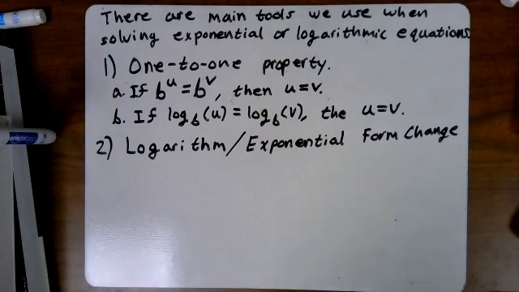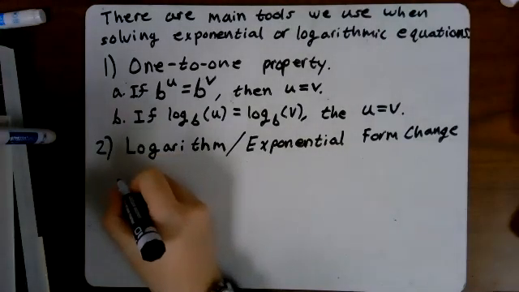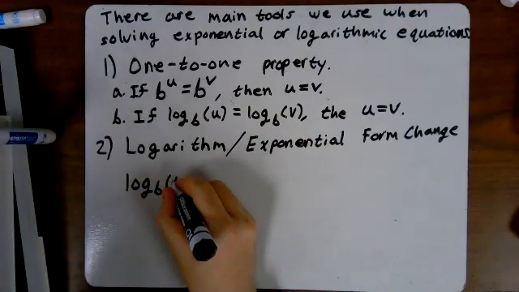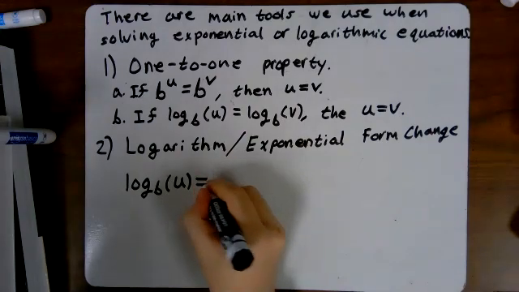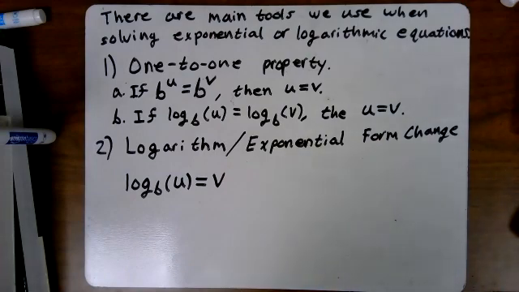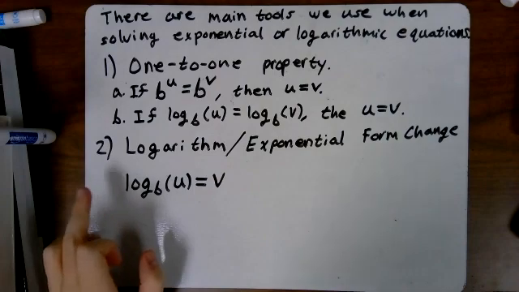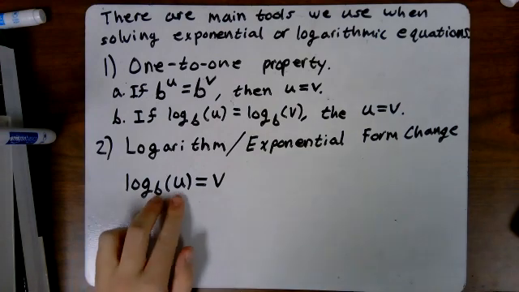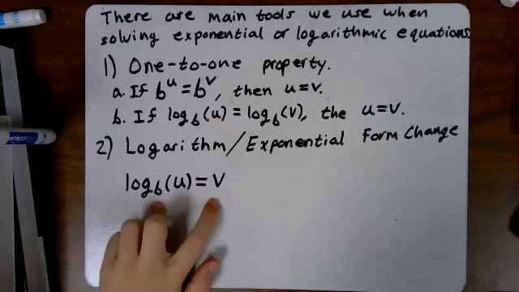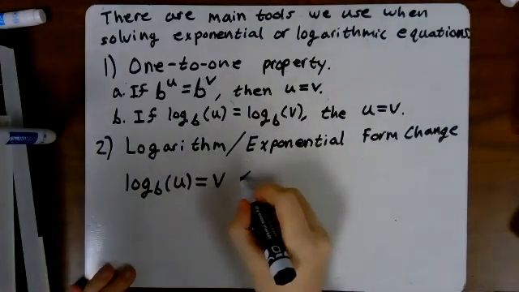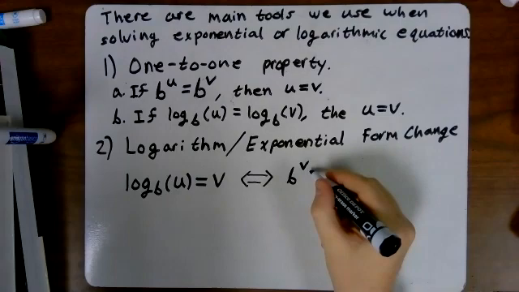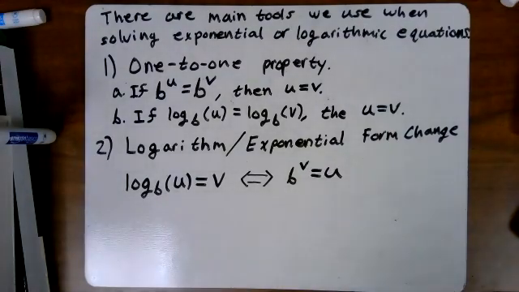The other property is the fact that logarithms and exponentials can change forms between each other. A logarithm with base b of u will equal v. Let's remind ourselves what this actually means. This logarithm is really asking: b to the what power will give me u? Well, v will. So b to the v power equals u. So if you have a logarithm, you can rewrite it as b to the v equals u.